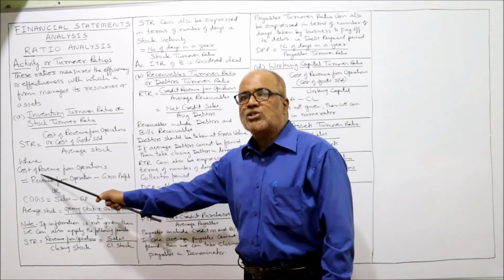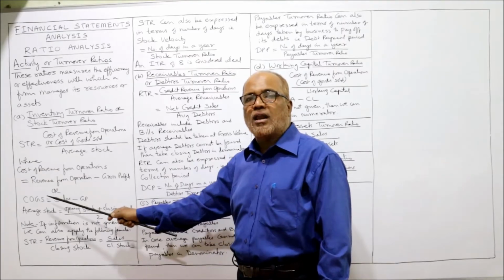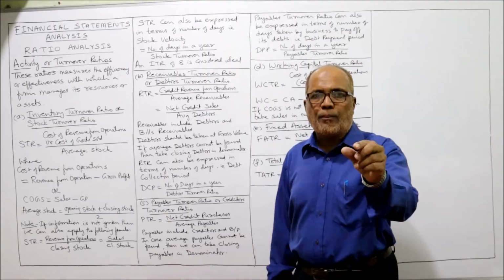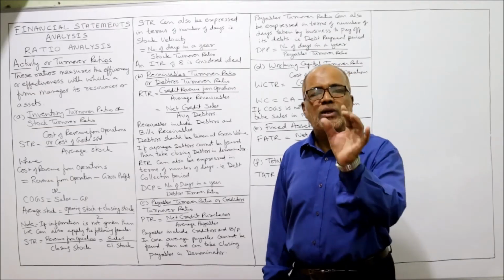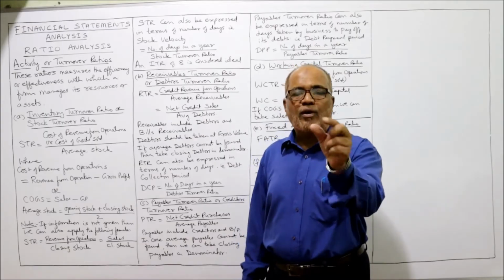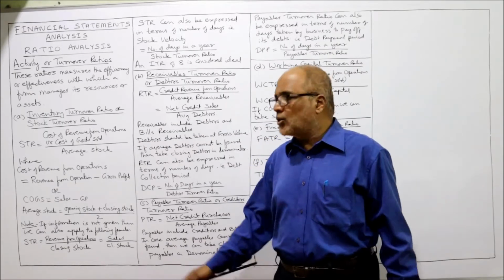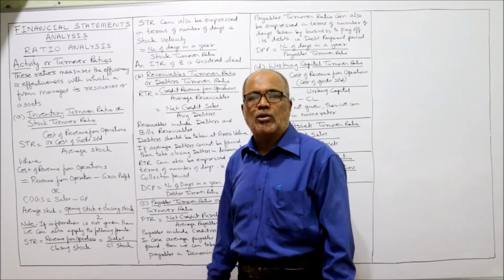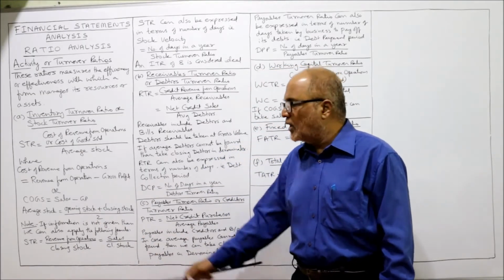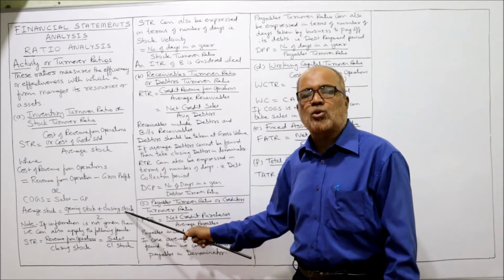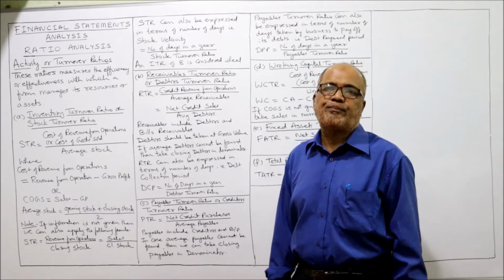Now what do you mean by cost of revenue from operations? Revenue from operations minus gross profit. Revenue from operations is nothing but sales. So sales minus gross profit gives you cost of goods sold. And the meaning of average stock is opening stock plus closing stock divided by 2.